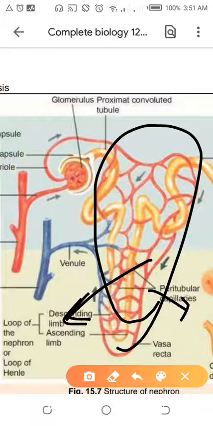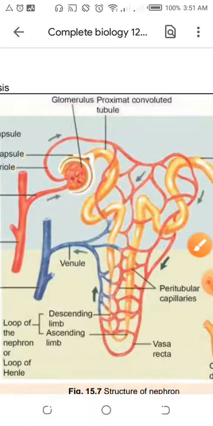Go back to the third part. Aldosterone, I told you, yes. Aldosterone absorbs the sodium ion from the ascending limb of the loop.